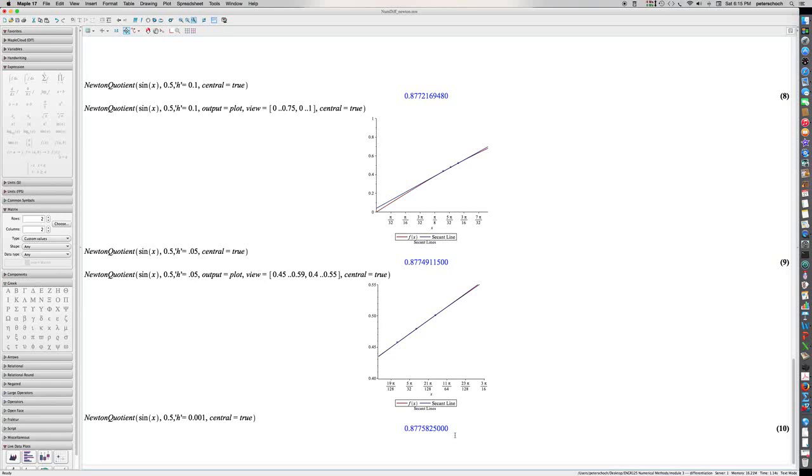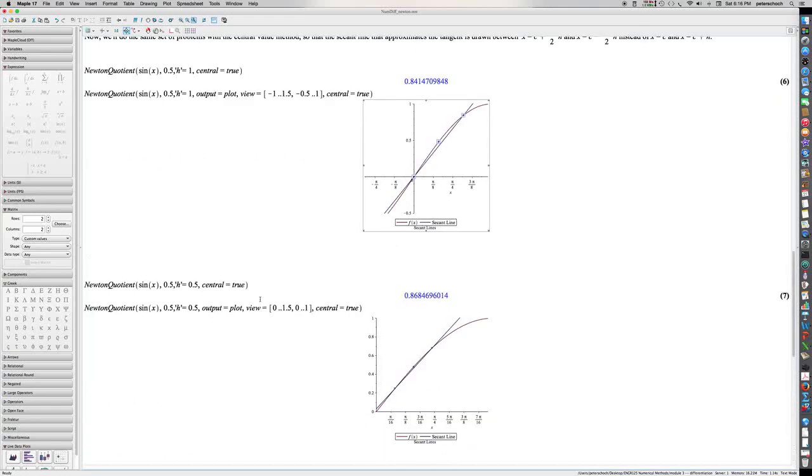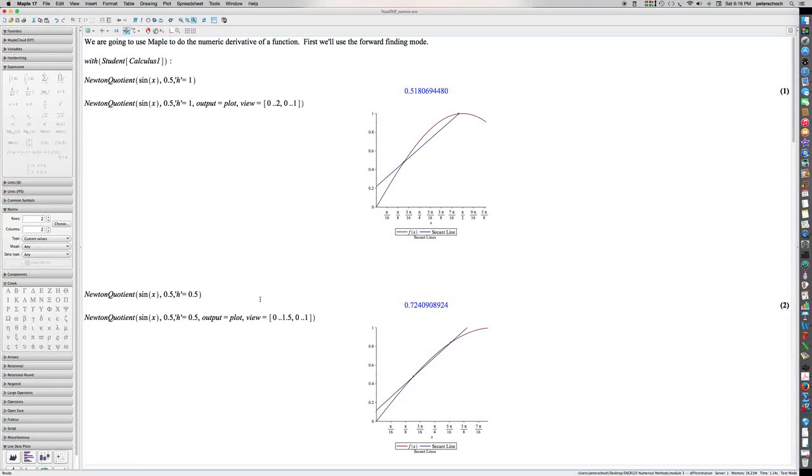So again, if you have a choice between using the forward finding method and the central method, you want to use the central method for this. This type of method is going to come back again. You will see this when we do first order differential equations. This will be akin to Euler's method and improved Euler's method when we do those. So you will see this again.